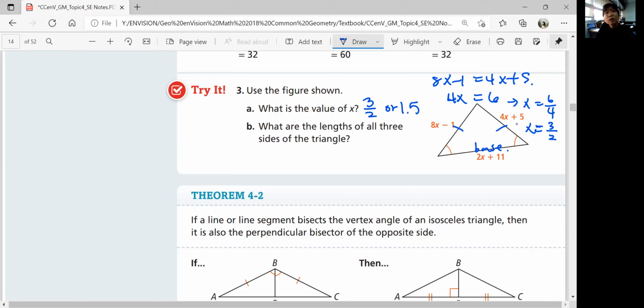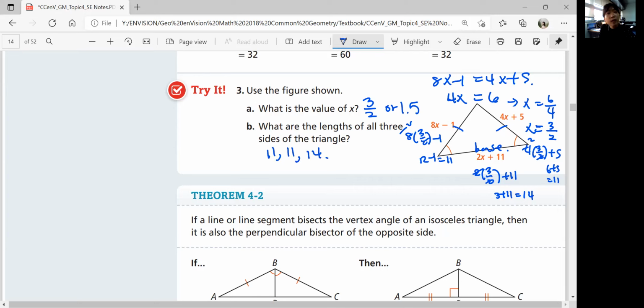What are the lengths of all three sides? You solve it one by one. 2 times 3 over 2 plus 11. And then 8 times 3 over 2 minus 1. And then 4 times 3 over 2 plus 5. Okay, and that's 6 plus 5, 11. And then this is 12 minus 1, which is 11. And then 3 plus 11, which is 14. Okay, so we got 11, 11, and 14.